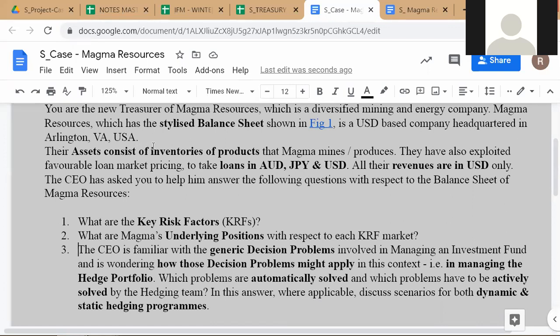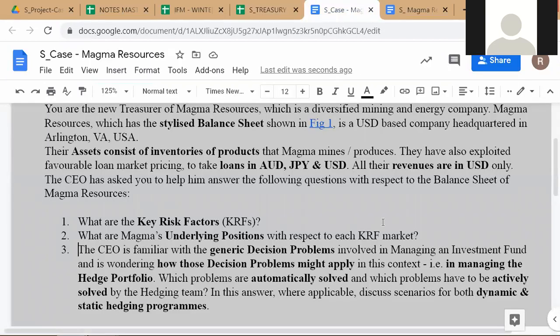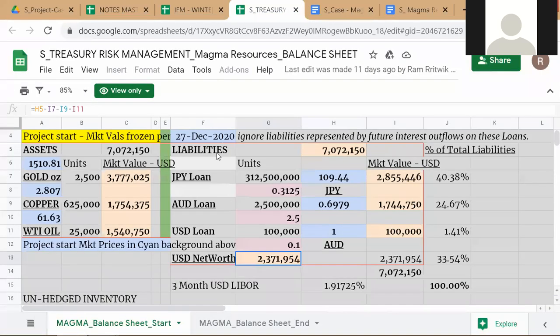So assets have inventories of products that they're mining and producing. You've seen this: gold, copper, and West Texas oil. These are the quantum of inventories they have. And then on the liability side, we have cases of loans they have taken. On the outside liabilities, they have some loans. So this is the balance sheet, the currency is US dollars, and then they have some foreign currency loans.